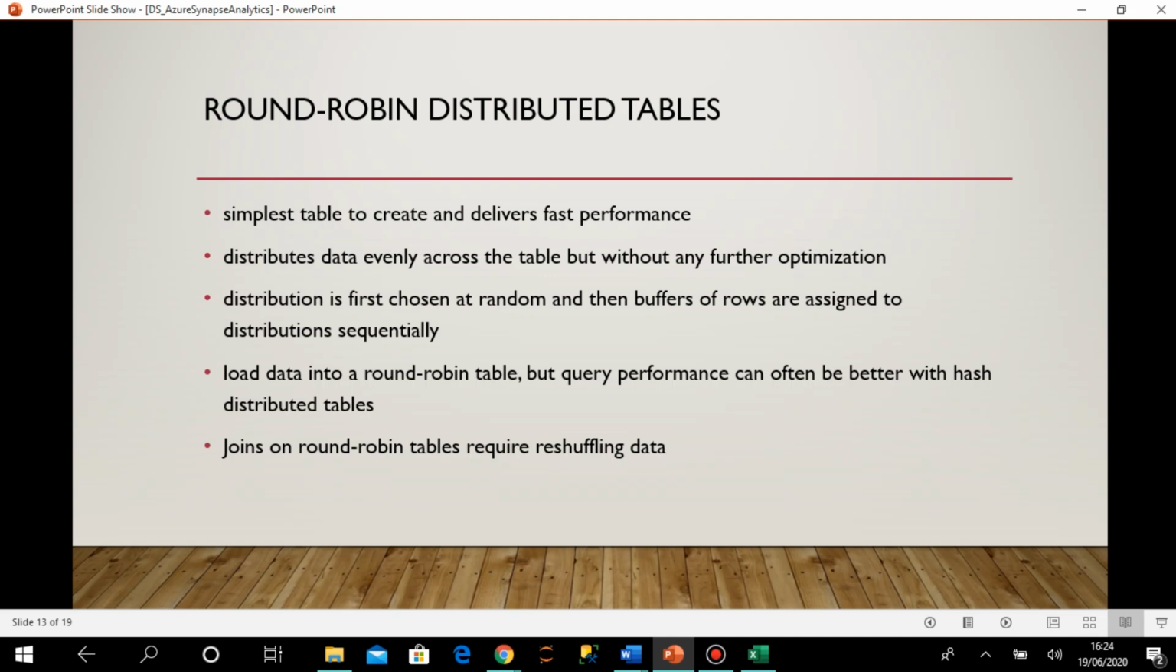Joins on round robin tables require reshuffling data because it is not distributed on any rule. So that's why most of the time we need to reshuffle the data to make the joins working.